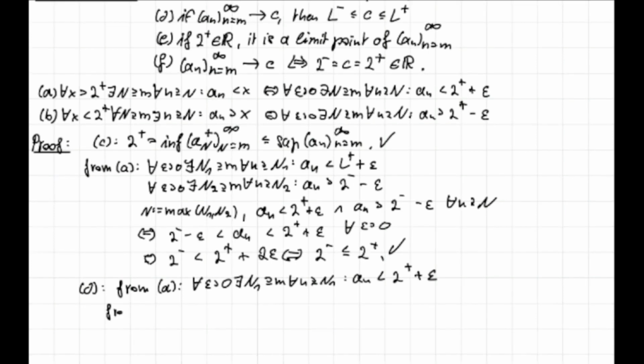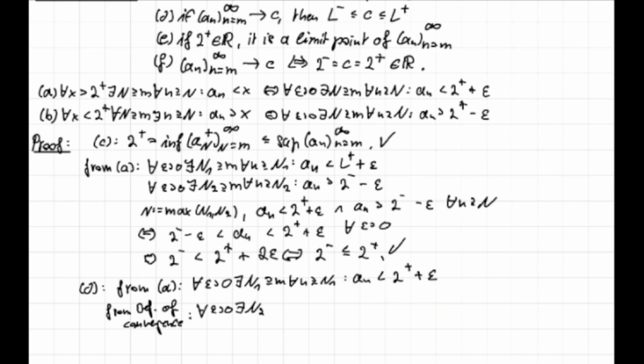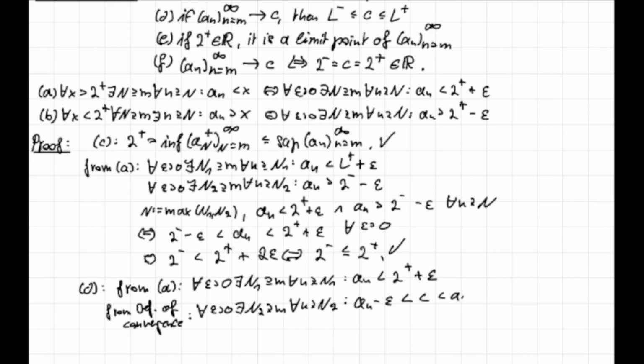And we know from the definition of convergence that for all epsilon greater than 0 there exists n2 greater than m, such that for all n greater than n2, an minus epsilon is smaller than c is smaller than an plus epsilon.